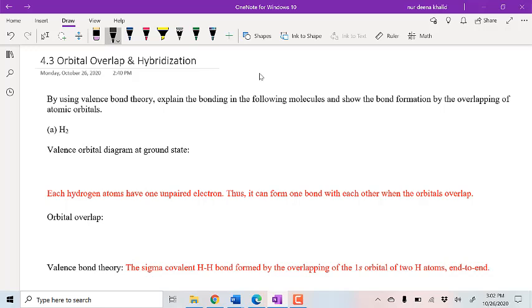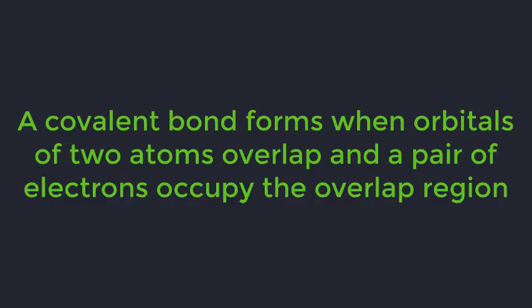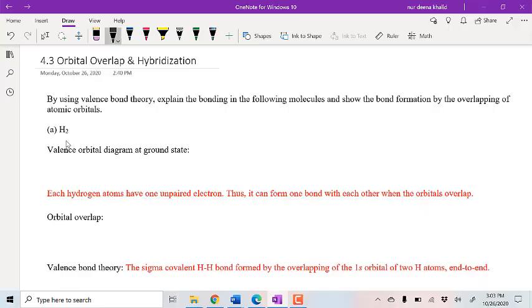So today we are going to explain the bonding and show the bond formation by the overlapping of atomic orbitals by using valence bond theory. The basic principle of valence bond theory is that the covalent bond forms when the orbitals of two atoms overlap and a pair of electrons occupy the overlap region. So have a look at the first example.